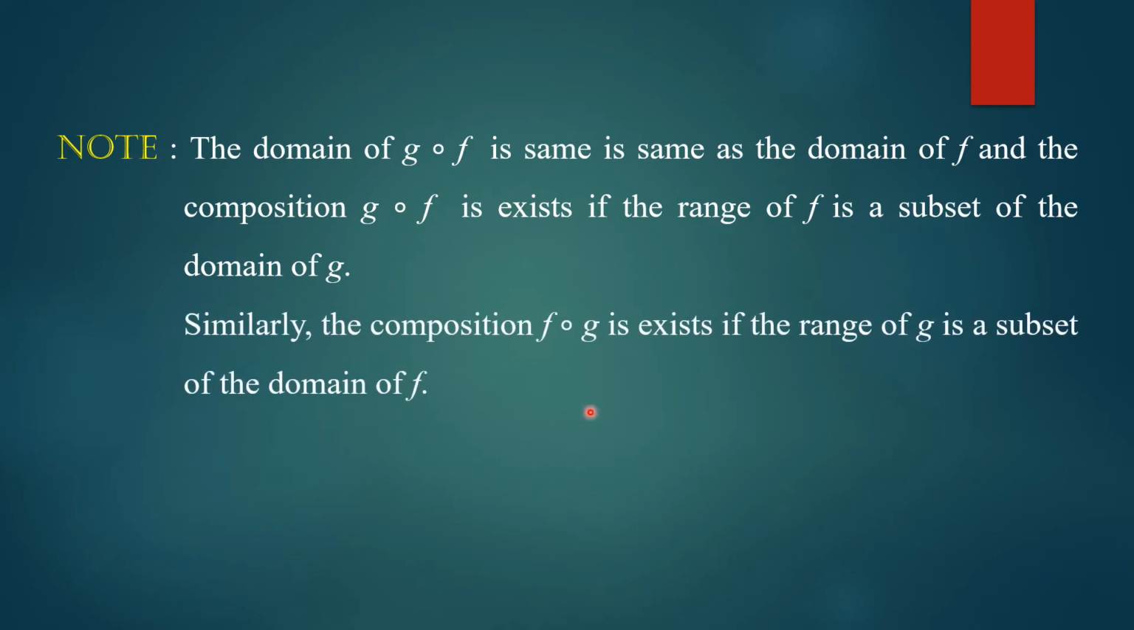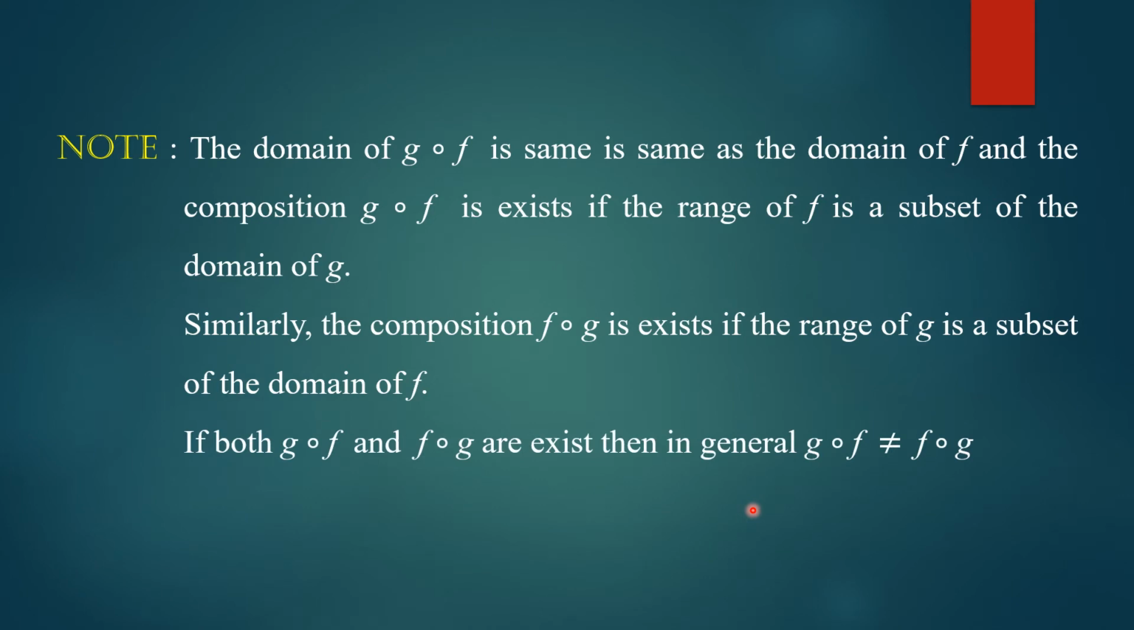Okay, so you see the next part. Similarly, if you want to find the composition f∘g, this time g is the first function, f is the second function. So to obtain the composition f∘g, the range of g must be a subset of the domain of f. So we have written here that it exists if the range of g, this one, is a subset of the domain of f, this one.